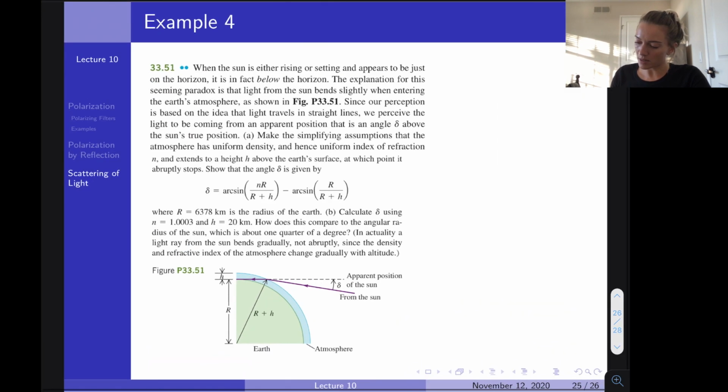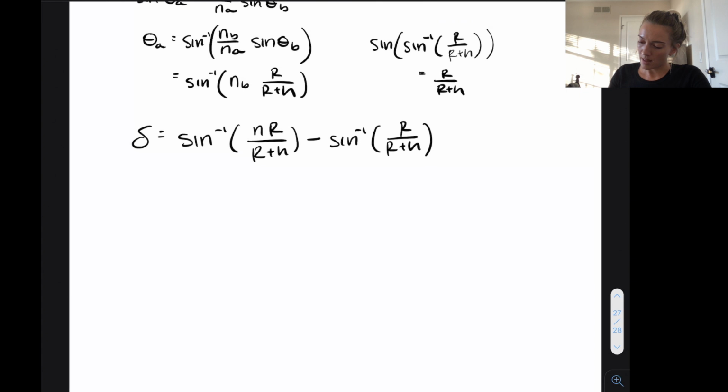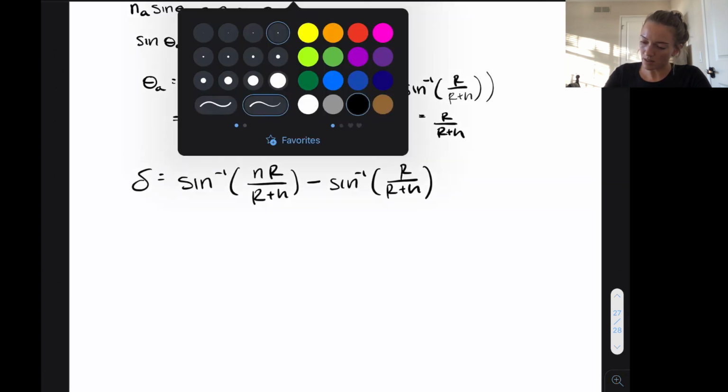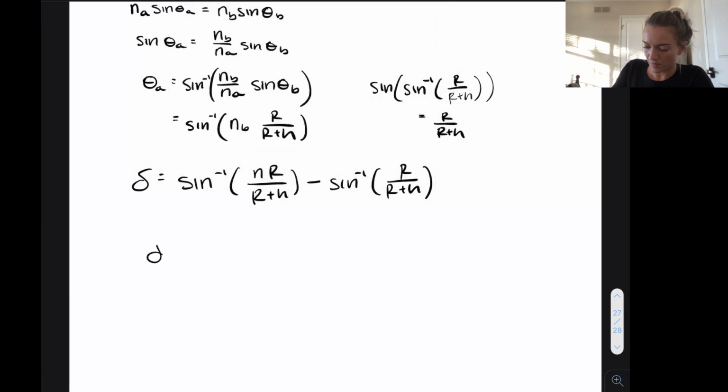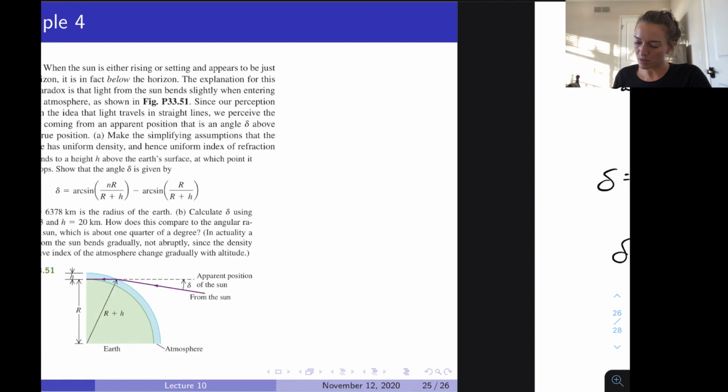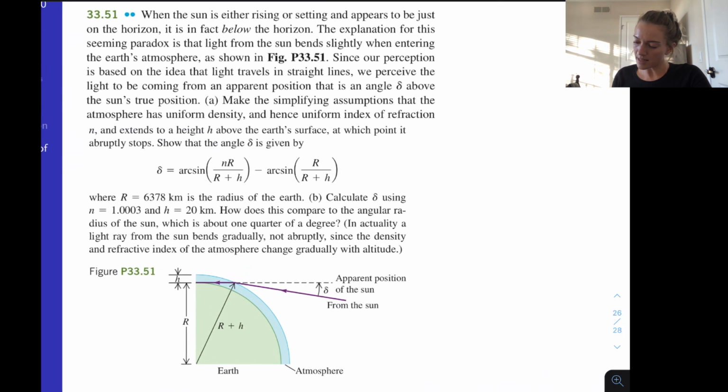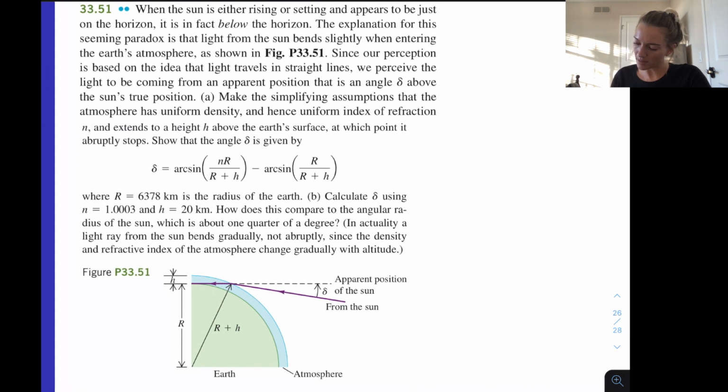So that number, if you plug those in, comes out to 0.23 degrees. So that's obviously very, very small. And they ask here, once you calculate delta, how does this compare to the angular radius of the sun, which is about 1/4 of a degree? That means when you look at the sun in the sky, it looks like it takes up about 1/4 of a degree in the sky.